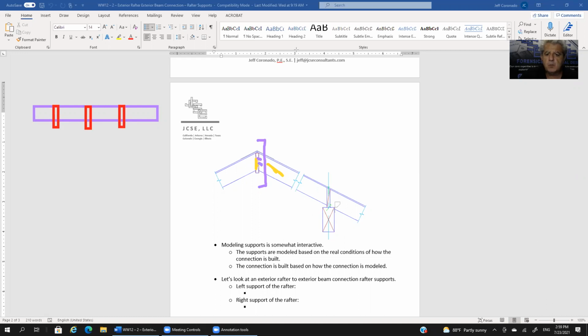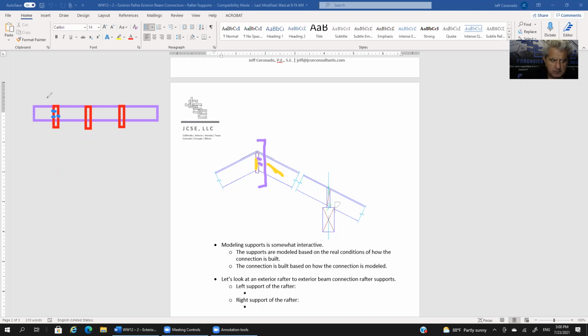By toenails, what we mean is the framer, the carpenter, is going to get a nail and drive it into the side of the rafter, and embed it into the ridge board.